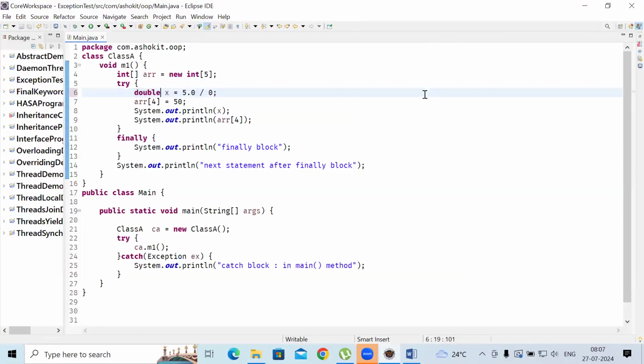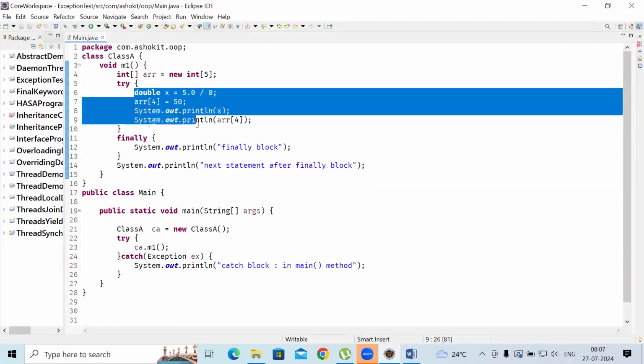Question: do you find any exception in my try block? I mean, do you think that any exception is going to occur in the try block? The answer is no, right? No exception occurs. Then tell me, after executing the try block, which block will the control jump to next? The finally block.